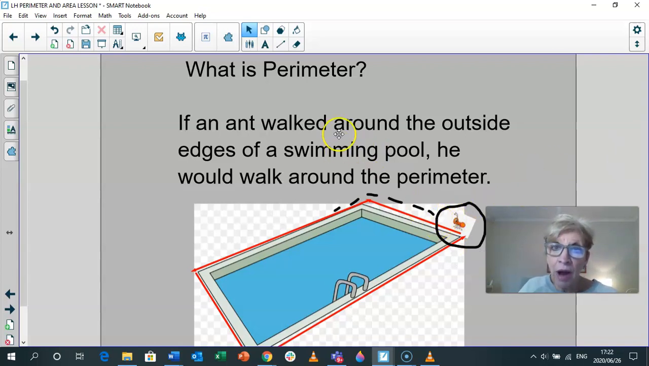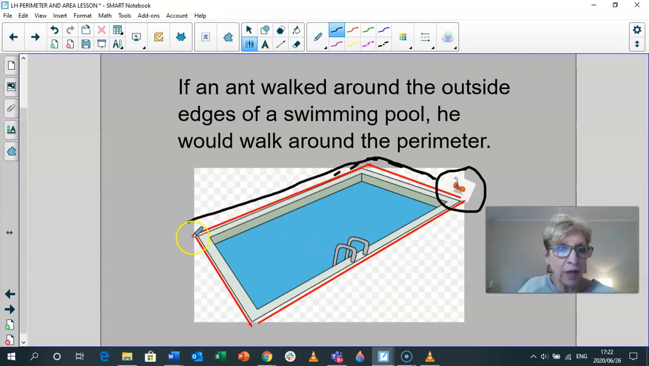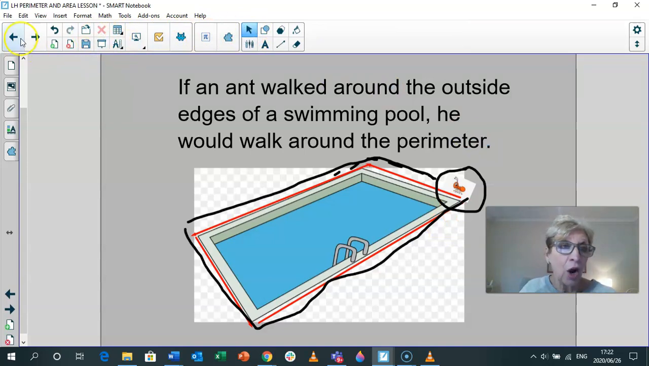He's walking around the edge, grade 3. So he goes along that way, and then he goes along here, and then he goes along there, and he finishes off where he started, and that tells us that he has walked around the perimeter of that swimming pool.